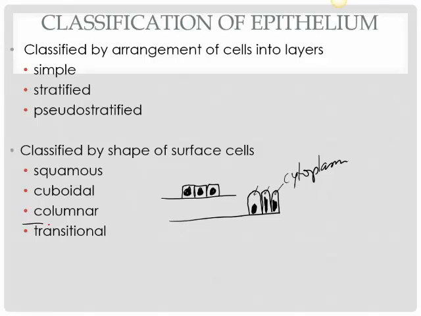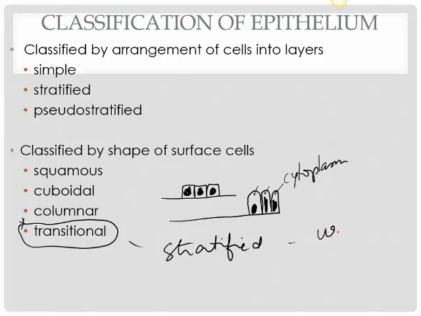While I've included this type here, I really should have put an asterisk. This is really not a shape of a cell. Transitional epithelium is a different type of epithelium. It's a stratified epithelium, and it's only seen in the urinary tract.